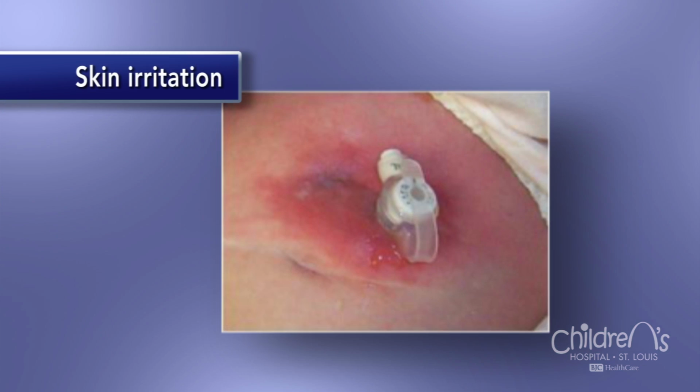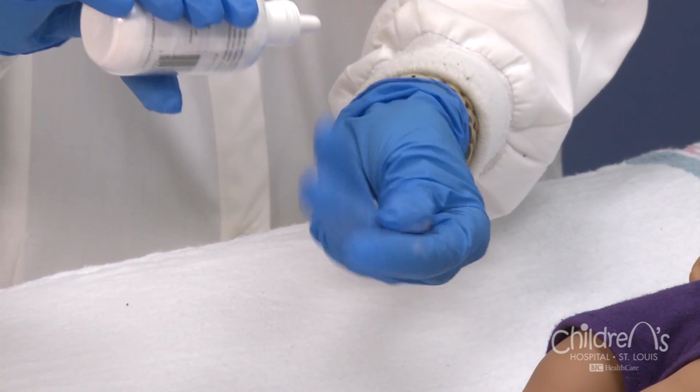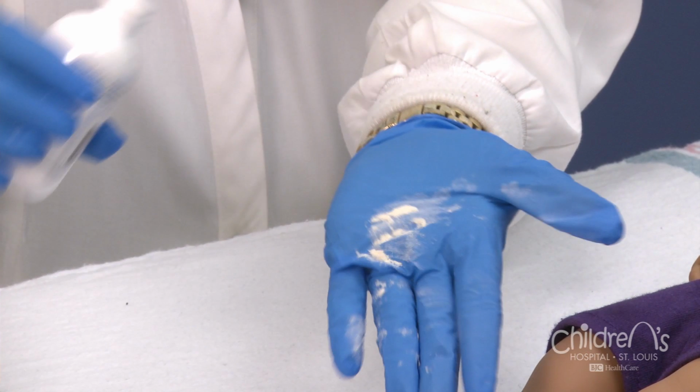When stomach secretions leak onto the skin around the gastrostomy appliance, it can be very irritating to the skin and cause it to break down or turn red. Several products are available to help protect your child's skin. Stomadhesive powder is the most commonly used product. It's used to help absorb some of the drainage while protecting your child's skin. Here's how to apply it.